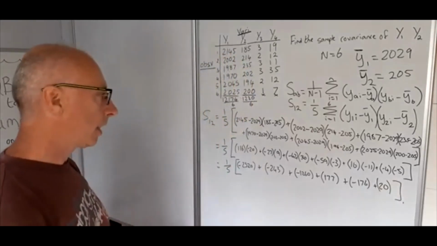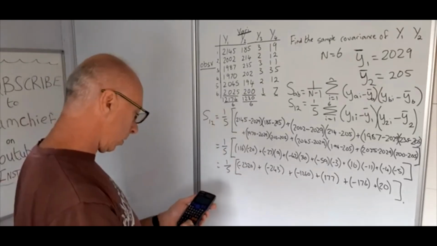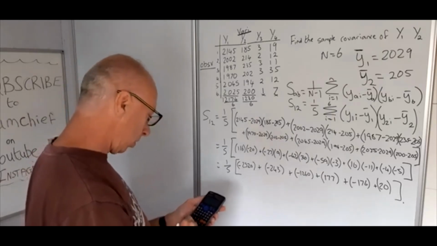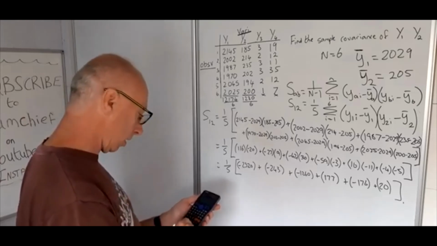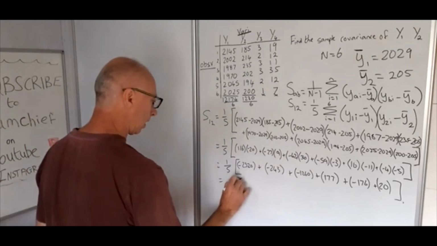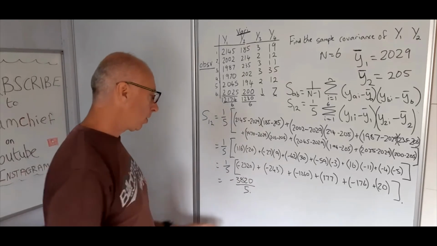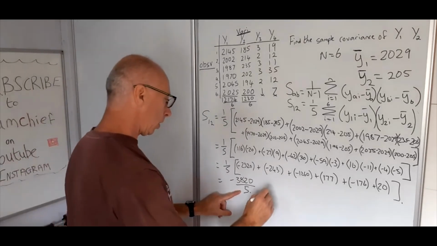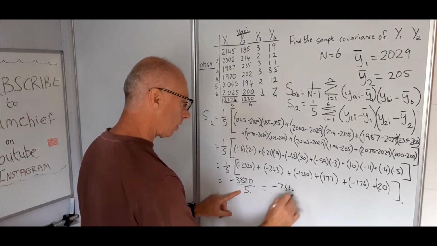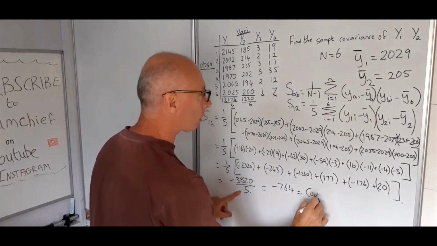Okay, now let's add all these up. So we've got minus 2,320, minus 243, minus 1260, plus 177, minus 176, plus 20. That equals minus 3,820. So that's minus 3820 over 5. Minus 3820 divided by 5 becomes minus 764. So this equals the covariance between 1 and 2.